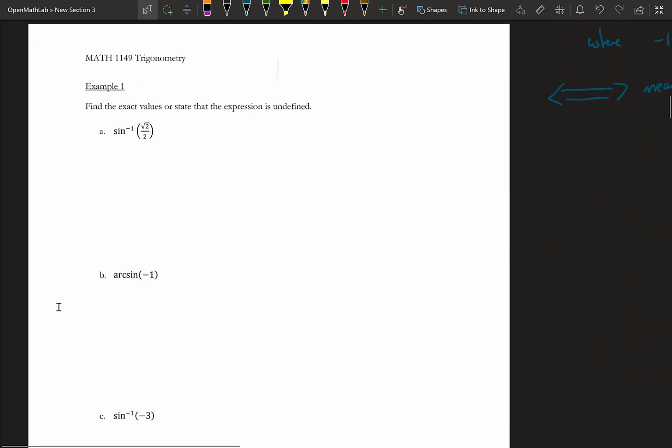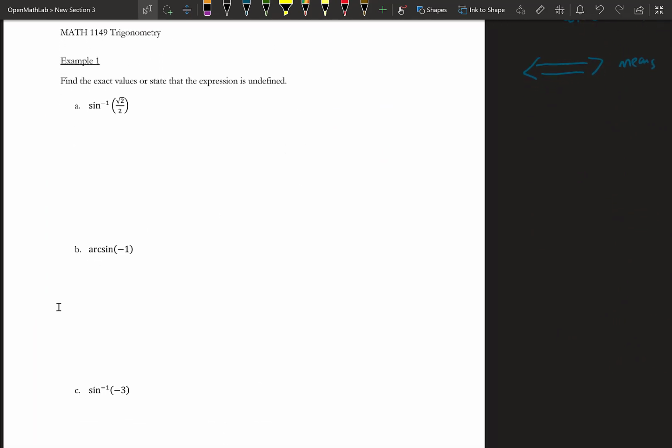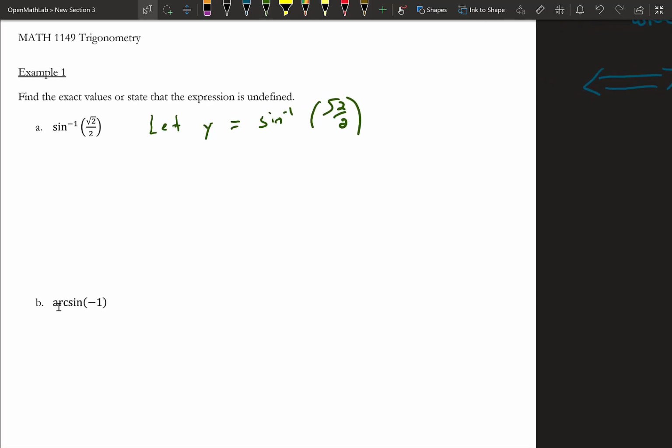So now I'm ready to work through some examples. We have example 1. Find the exact values or state the expression is undefined. Part A, we have inverse sine of radical 2 over 2. Something that can make this useful is to let a variable, let's say y, equal inverse sine of radical 2 over 2. In other words, I'm trying to find the angle that gives me a sine value of radical 2 over 2. So that would give me that sine of y would equal radical 2 over 2.